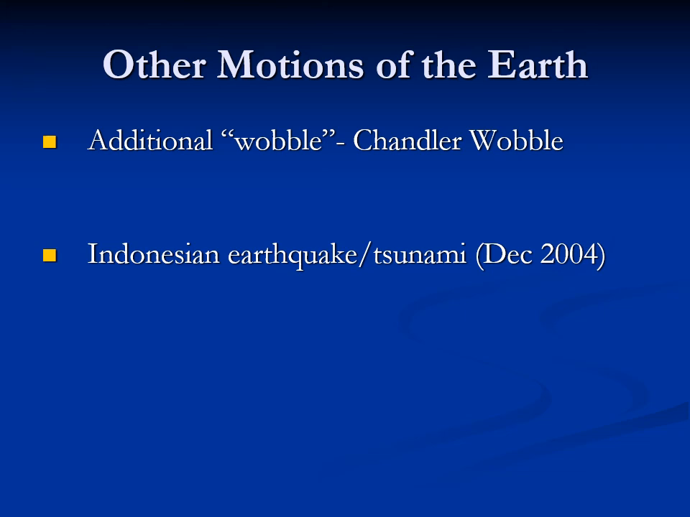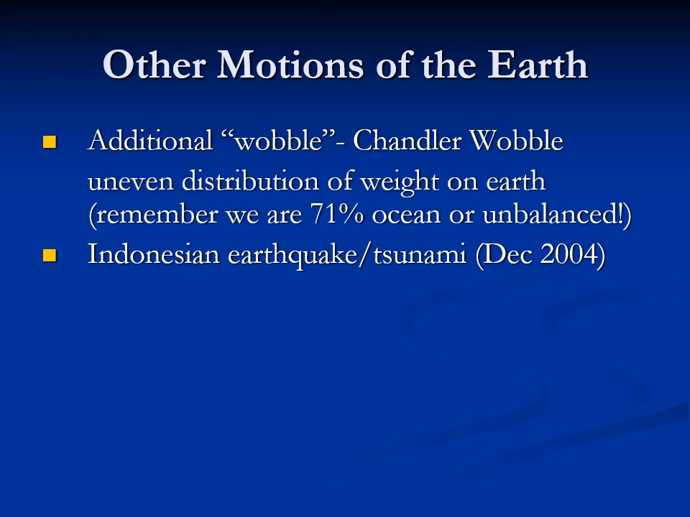All right, so what are the other motions of the Earth? Well, we do have an additional wobble known as the Chandler wobble. And the Chandler wobble is just due to the fact that the weight on the Earth is unbalanced. So we've got 71% ocean and we are only 29% land. And so the Earth is unbalanced. And so the Chandler wobble is just that tiny little wobble that is caused by an unbalanced weight on the Earth.